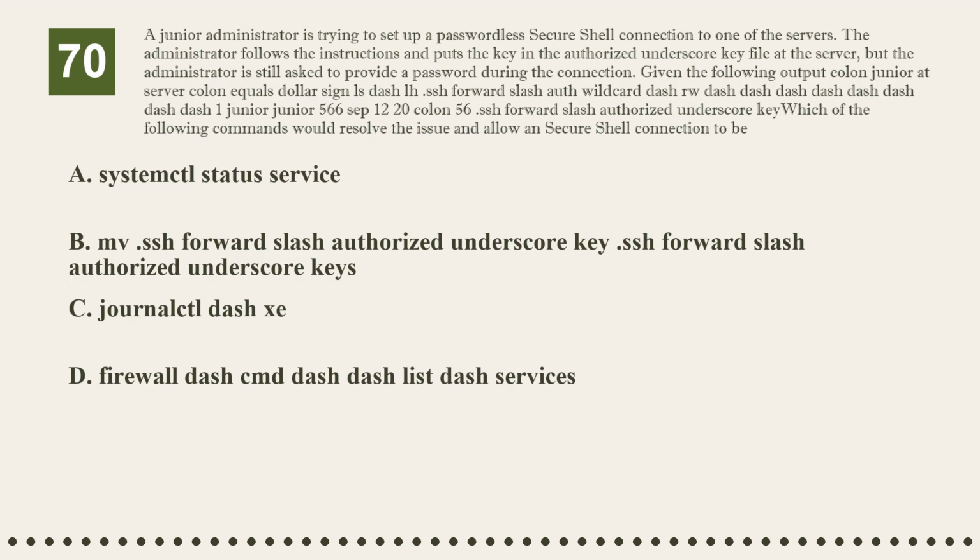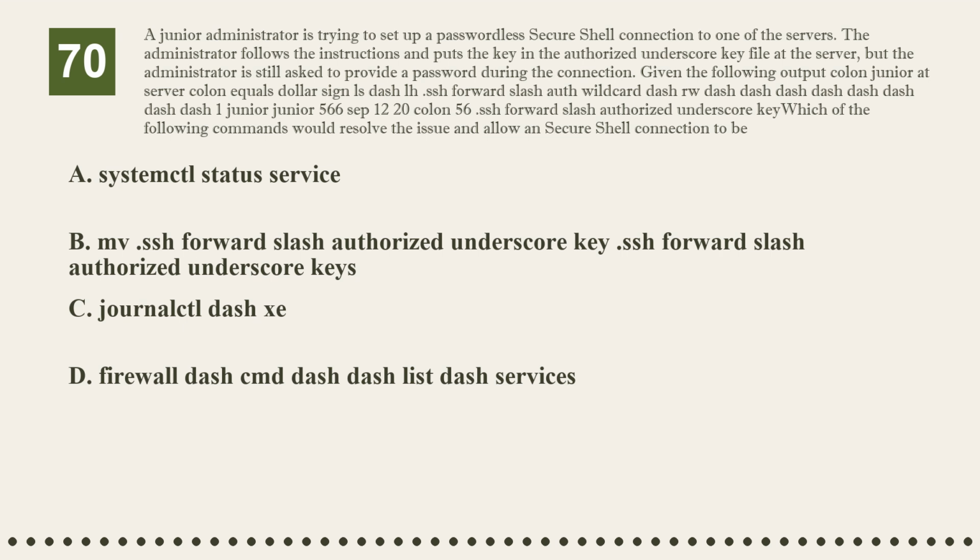Question 70. A junior administrator is trying to set up a passwordless secure shell connection to one of the servers. The administrator follows the instructions and puts the key in the authorized_key file at the server, but the administrator is still asked to provide a password during the connection. Given the following output: junior@server $ ls -lh .ssh/auth*, -rw-r--r-- 1 junior 566 September 12 20:56 .ssh/authorized_key. Which of the following commands would resolve the issue and allow a secure shell connection to be made?